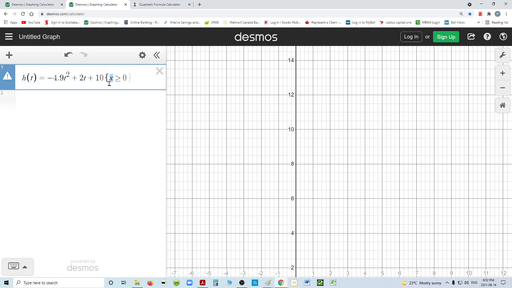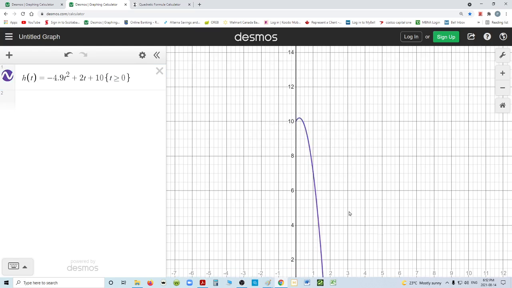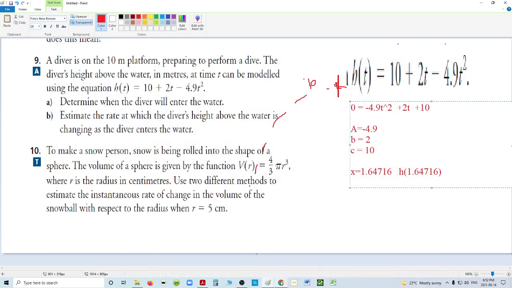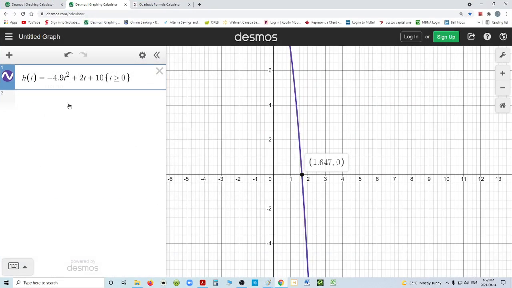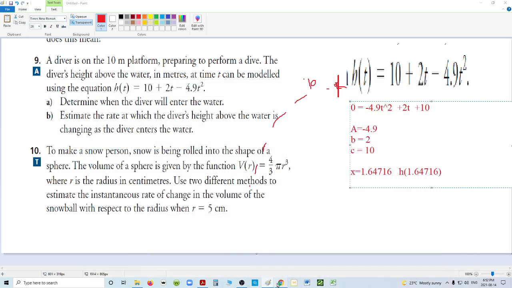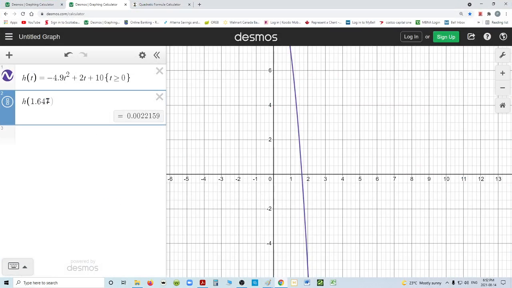Or t, rather. So there we go. He jumps, he kind of goes up a bit, and then he starts coming down. And sure enough, he hits the water at 1.647, which is what we have, 1.64716. Which means I have to calculate his h of 1.64716.